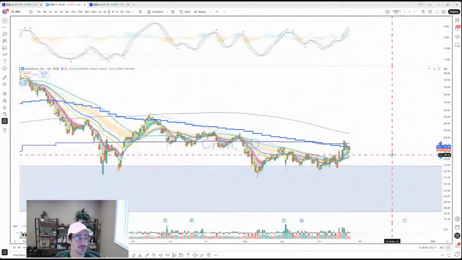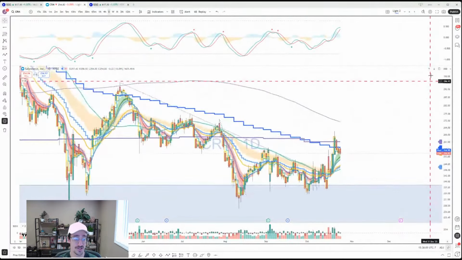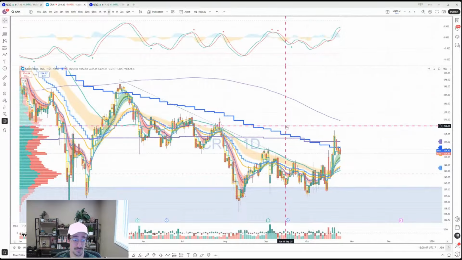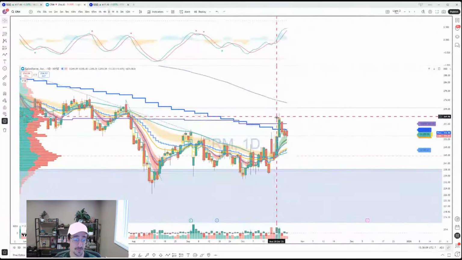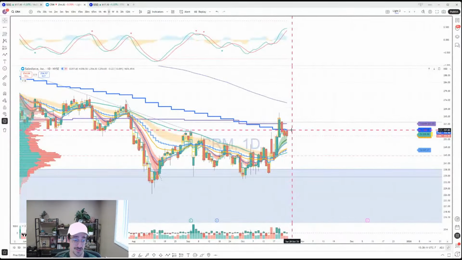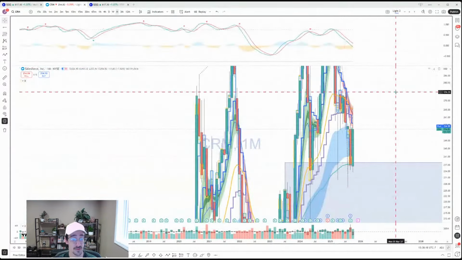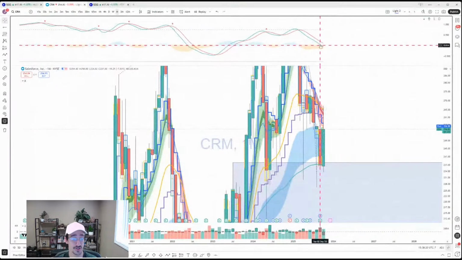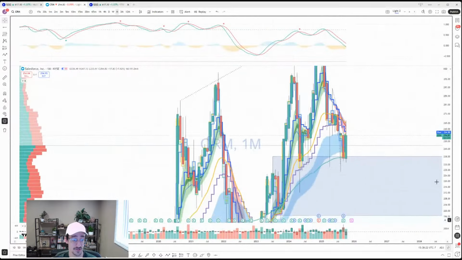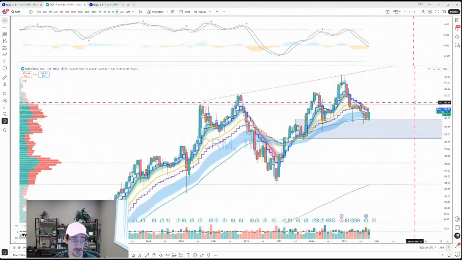CRM is very interesting, though. So the trigger system just keeps on working. We pop it, and now this is the area of interest where we need to reclaim. So if you're a CRM bull, which I don't blame you, you want to see this start turning. It hasn't yet, so it's nothing confirmed bullish yet, to be completely honest.